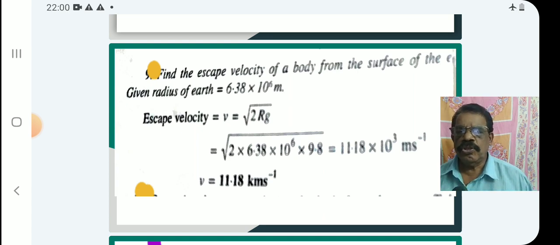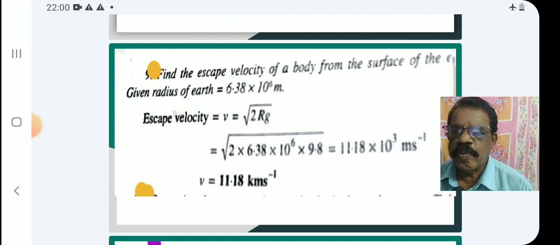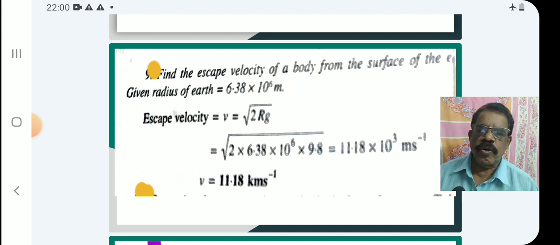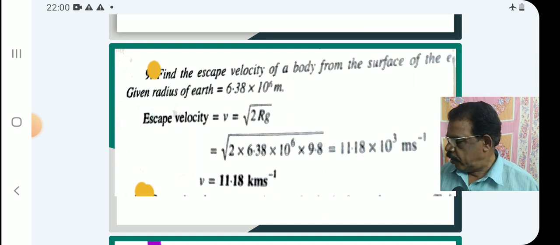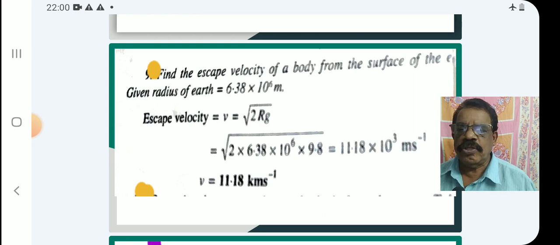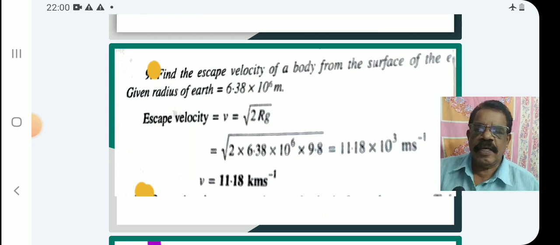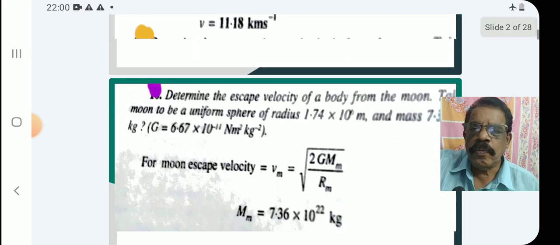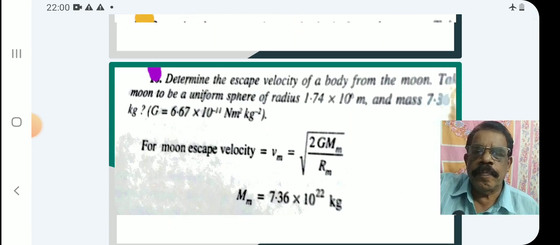So V is equal to 11.18 kilometer second raised to minus 1. Or we can simply remember V is 11.2 kilometer per second. Escape velocity on the surface of Earth is 11.2 kilometer per second. Next problem.